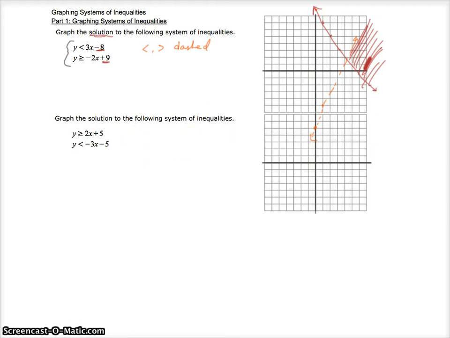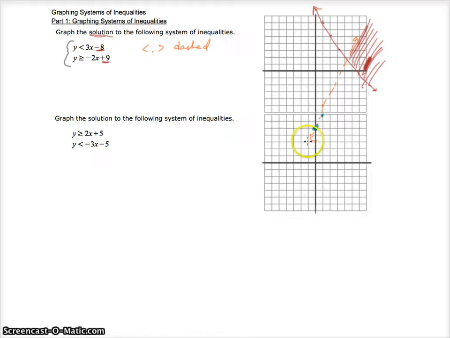y is greater than or equal to 2x plus 5, and y is less than negative 3x minus 5. So I'm going to go over to my graph, go up 1, 2, 3, 4, 5. Oops, this is the same dot as the previous line. So I'm going to use that for this line, 5. My slope's up 2 over 1, so up 1, 2 over 1.